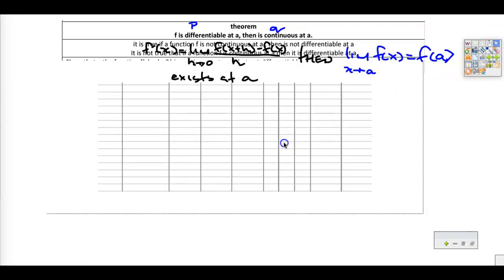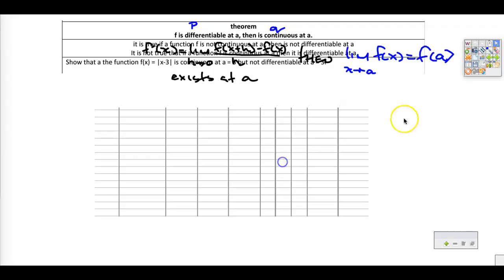So what this is going to illustrate here is that it is true that if a function is not continuous, then we could say that it's not differentiable at a. However, it is not true that if a function is continuous, then that does imply that it is differentiable.